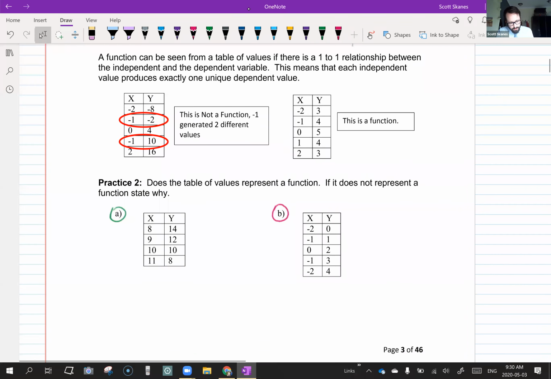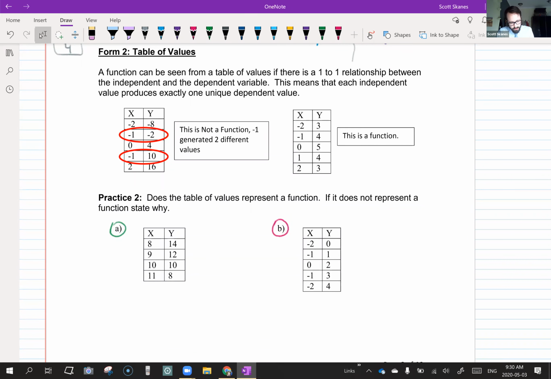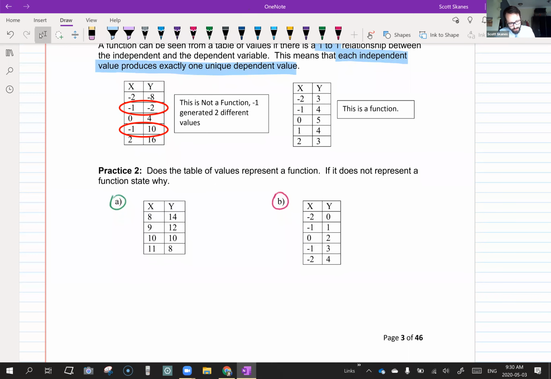First of all, it's saying a function can be seen from a table of values if there is a one-to-one relationship between the independent and dependent. Each independent value produces exactly one unique dependent. So what that means, that's just a lot of words to say each input needs to have a unique output. So let's just do it with an example. I'm going to redo this first example.